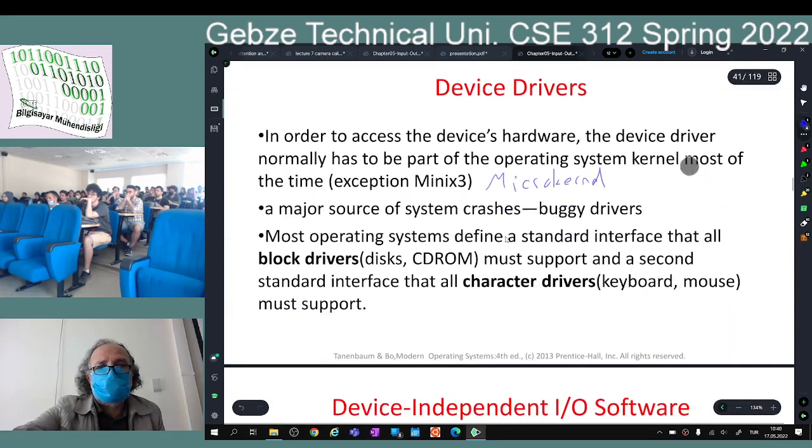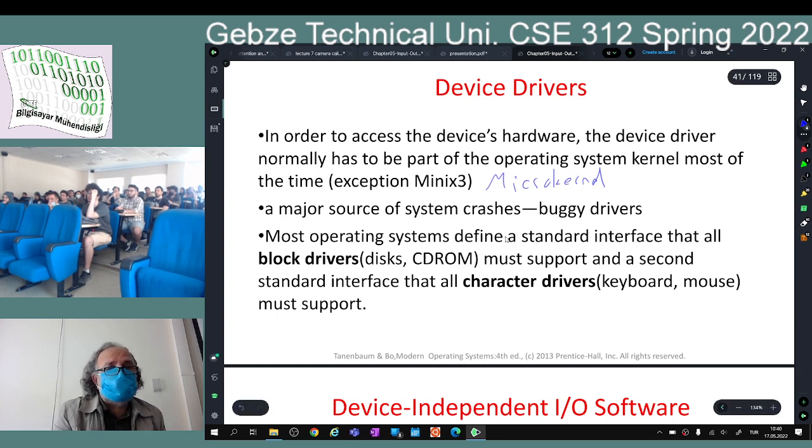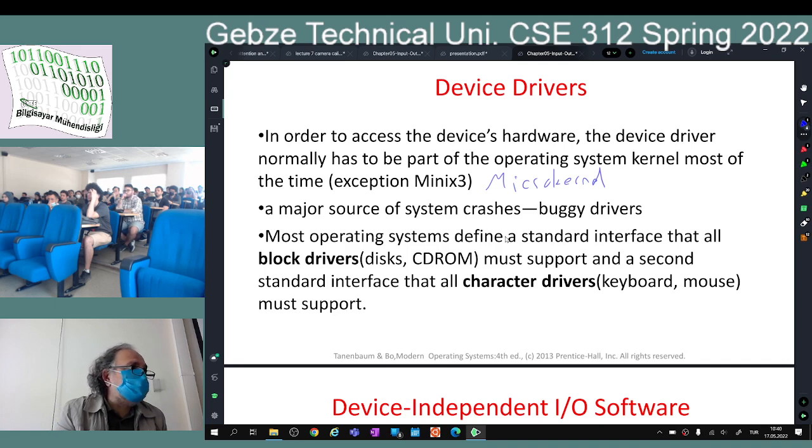So we already talked about this. Now the time came and we talked about this in terms of device drivers. For other operating systems like Windows and Linux, device drivers are parts of the operating system, and they are the major, maybe the most common source of system crashes. If Windows crashes, it crashes mostly because of the device drivers some other company wrote. It is not Microsoft's fault that it is crashing, at least what they say.